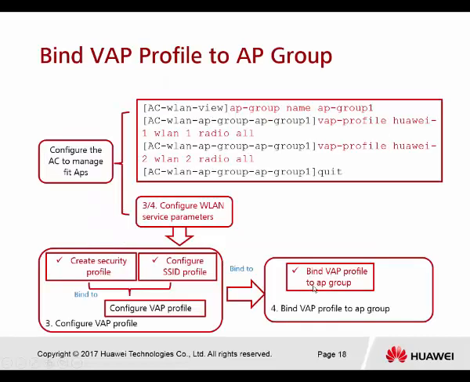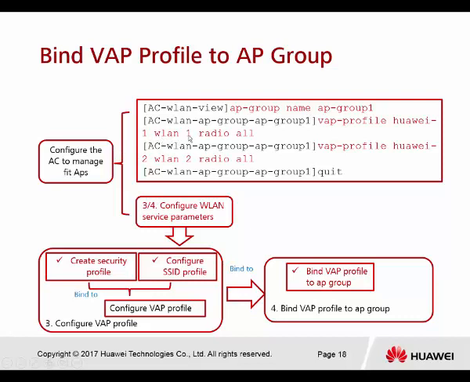Bind the VAP profile to the AP group. So return back to your WLAN view. Put the command AP-group name. Then the name just now you configure. Okay, my name here is AP-group 1. So remember what's a VAP profile just now you configure. Okay, VAP profile Huawei-1. So this one is my first SSID.